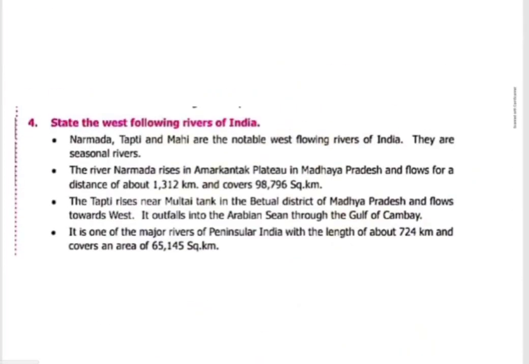The next one: what are the west flowing rivers? Just before, I told, I think, children. These are the rivers that mix with the Arabian Sea. So what are the rivers? Narmada, Tapti, Mahi. So these are the west flowing rivers. Especially the Narmada river, where is it originating? In the Amarkantak Plateau in Madhya Pradesh.